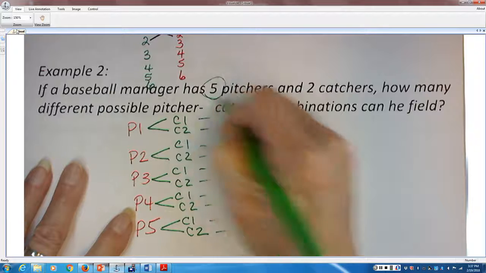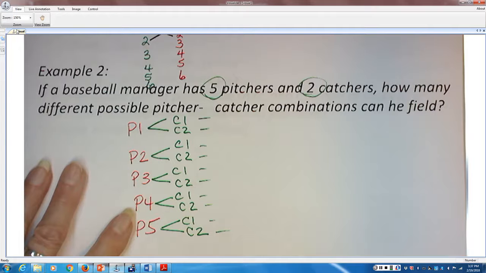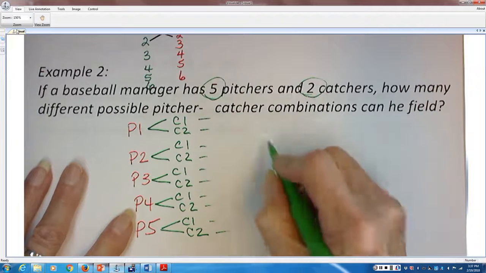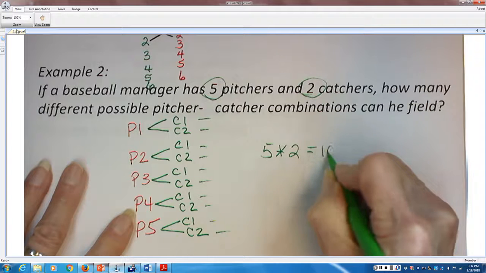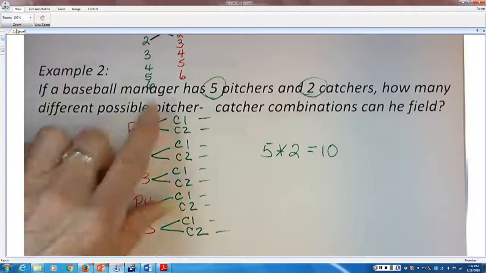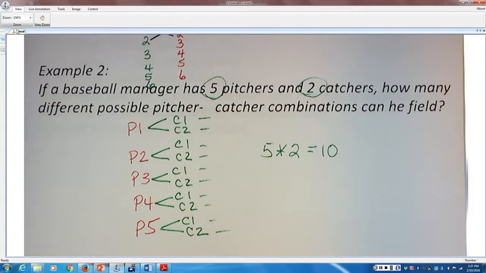And it's much easier just to say, well, if I don't really need to know what they look like, then it's 5 times 2 is 10. Unless I need to know the actual combinations, I just need to count them, then that's all I need. I need to know how many. Does anybody have any questions on that so far?